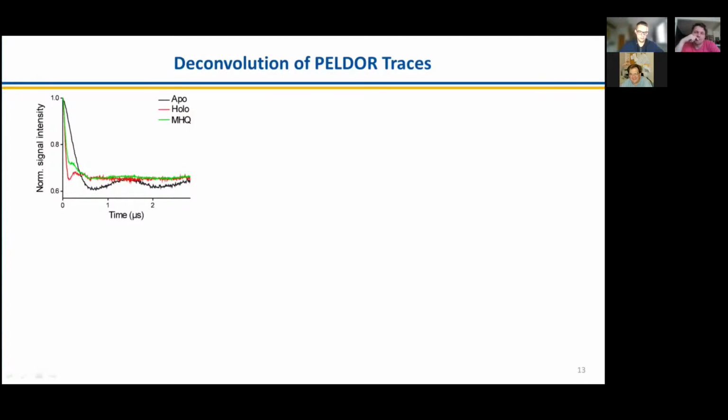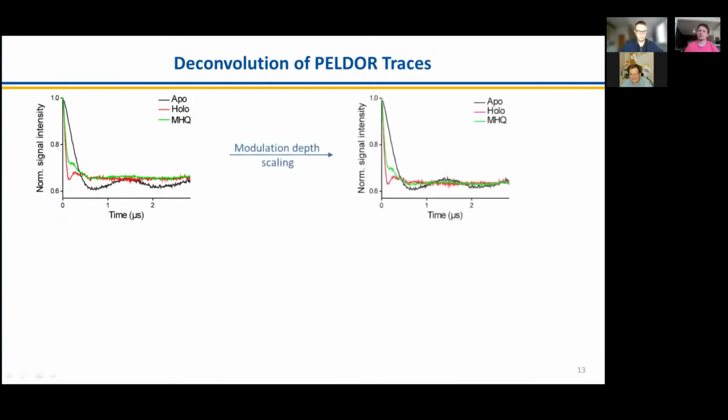Now, as we can see here from the original data, the modulation depth is always slightly different. I mean, you may know that it depends on how perfectly you can set up the PELDOR experiment. It also depends on the labeling efficiency of the particular protein batch. So for doing a good deconvolution of the PELDOR traces, we first of all equalized the modulation depth computationally. So meaning we did modulation depth scaling. So over here, the modulation depth is identical.